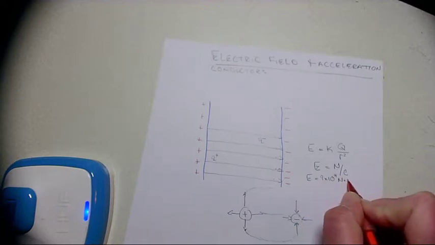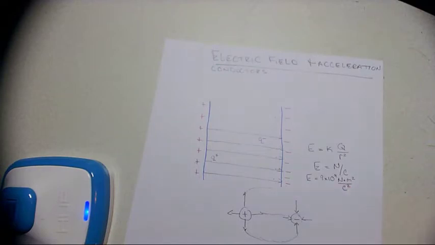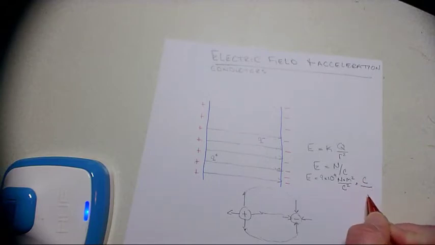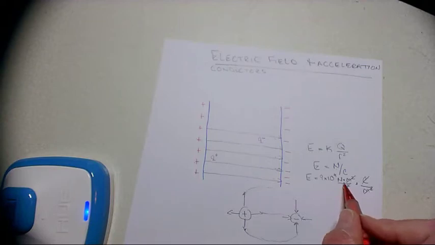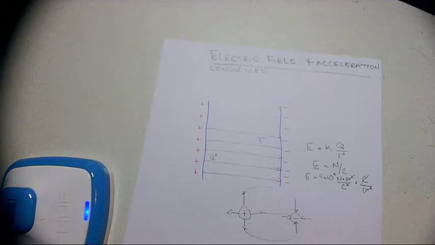Newtons meters squared per coulomb squared times my charge, which has units of coulombs, over my distance, which is going to be in meters squared. So that cancels out, that cancels out, and you see that I end up with a function of force over charge. That's all an electric field is.